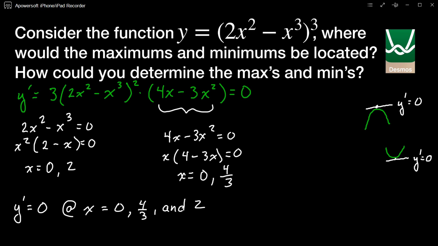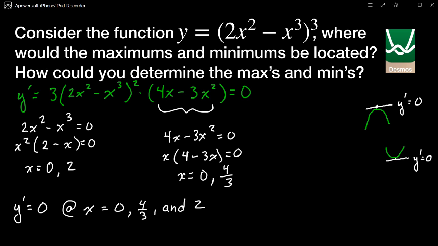All right, so let's think about what's happening to our derivatives to the left and to the right of each of those points. The reason we want to think about that is so that we can determine if we're going to have a maximum or a minimum. For a maximum, your derivative changes from a positive derivative to a negative derivative. For minimums, your derivative changes from a negative value to a positive value.